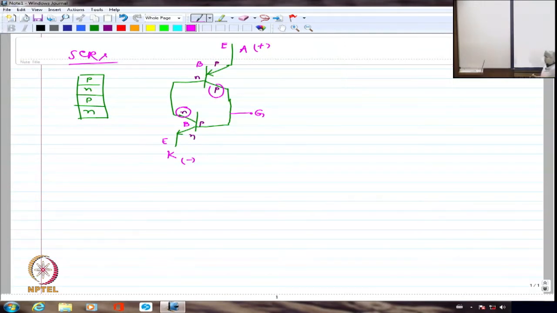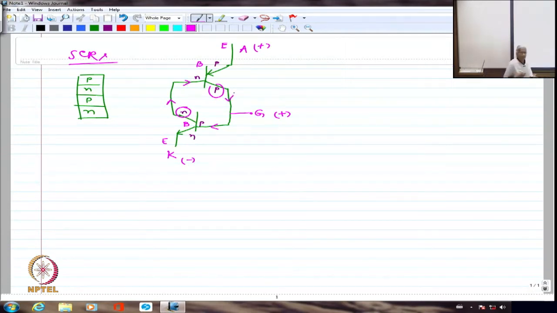So if I apply a positive voltage here to the gate with respect to cathode, then what is going to happen is I am pushing a gate current here. So if I am pushing a gate current here, I am going to have a larger collector current as per the transistor operation, because beta times IB, beta is the current amplification factor. So I am going to have a large current flowing through the collector. So that is going to flow into the base of the other transistor, because of which again I am going to have a larger collector current here.